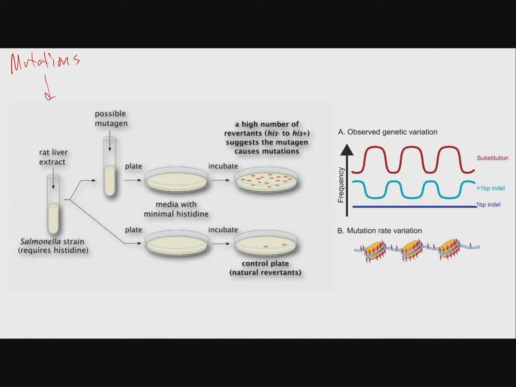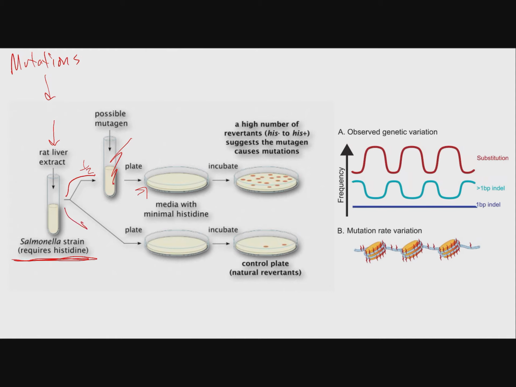So then what you look for is if that histidine gene comes back. You can take Salmonella that can't make histidine and grow them with histidine. You put histidine in there so they grow. So they're all happy. You split them. You put half of them into an agar plate for incubation, with the compound that you want to test for its mutagenic properties.